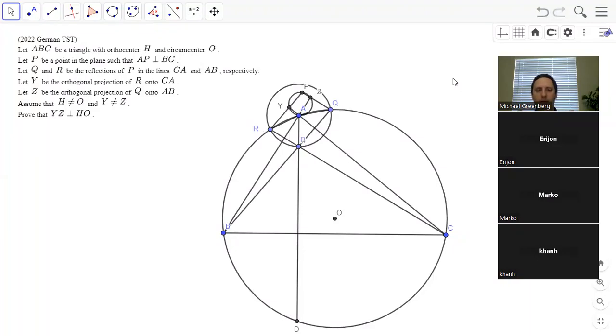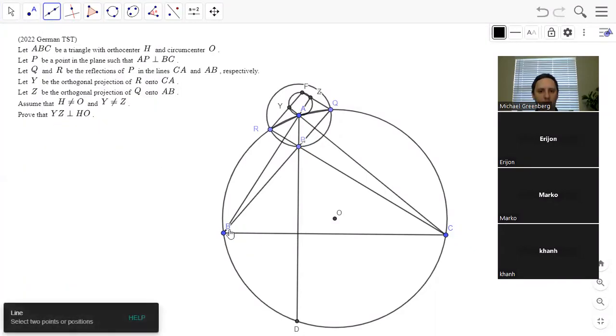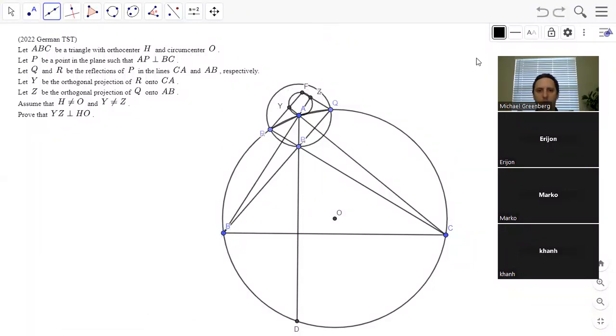So I was thinking about using the Pythagoras, like showing YP squared minus YO squared is ZP squared minus ZO squared. Hmm. So what is OP perpendicular to? Is OP perpendicular to anything special? Could we use Ricard's theorem? I don't know. Let's see. Because yeah, this is like what you'd get if you used Ricard's theorem and you intersected RQ with BC and BR with CQ.